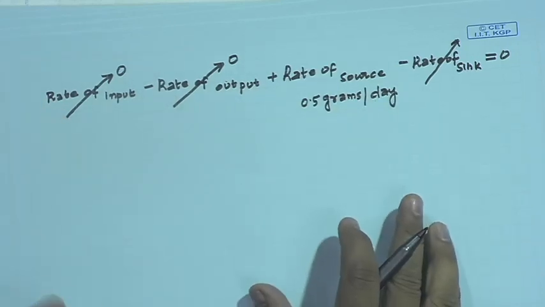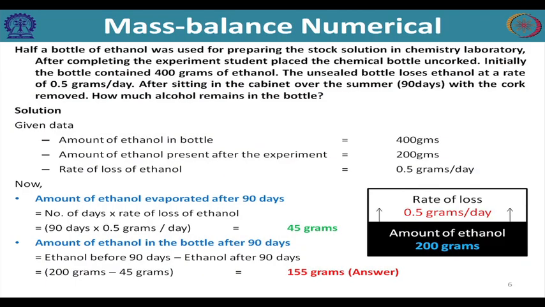Since he is asking what is the amount of ethanol that is present, we can comfortably see from the units that 90 days multiplied by 0.5 gram will give us the quantity that has been evaporated, which comes to 45 grams. The amount of ethanol in the bottle after 90 days is 200 grams minus 45, that is 155 grams. We have reached the answer comfortably.